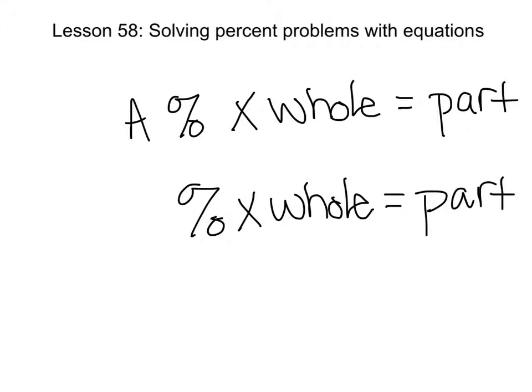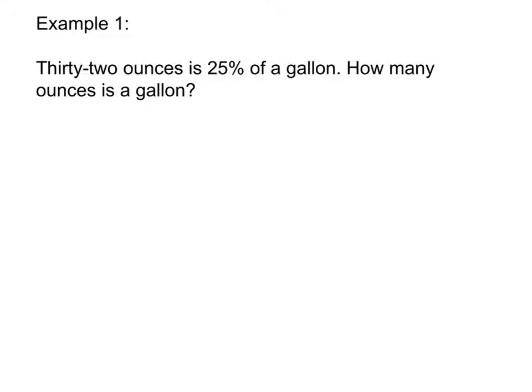Let's take a look at example 1. Example 1 says 32 ounces is 25% of a gallon. How many ounces is a gallon? 32 ounces is part of what we need, and that happens to be 25%. So this is the percent. How many ounces is the gallon? So this part right here would be the whole, which is what we're trying to find.